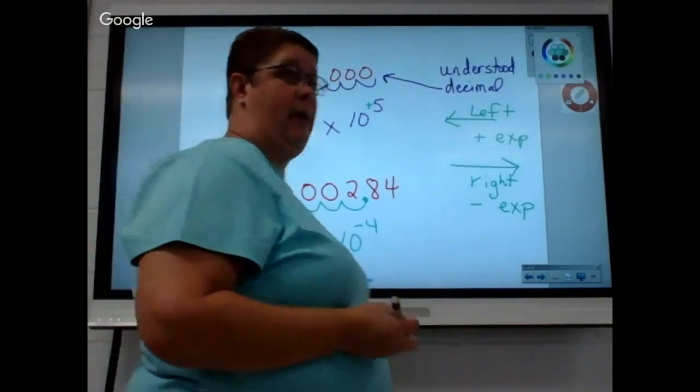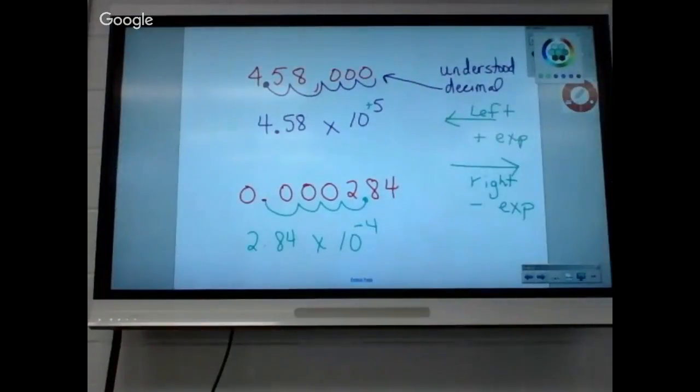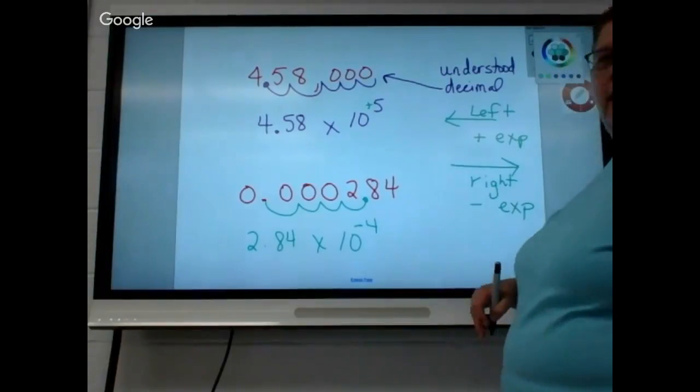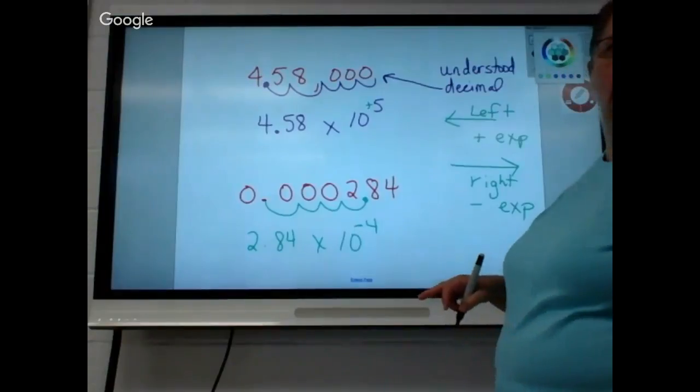Now, if that is something where you're like, I don't know what that was talking about, that's too far back in my math memory, do not panic. The calculator will do the work for you. Okay? Now, we all have a calculator in front of us, right? So, let's let the calculator do the work for us.